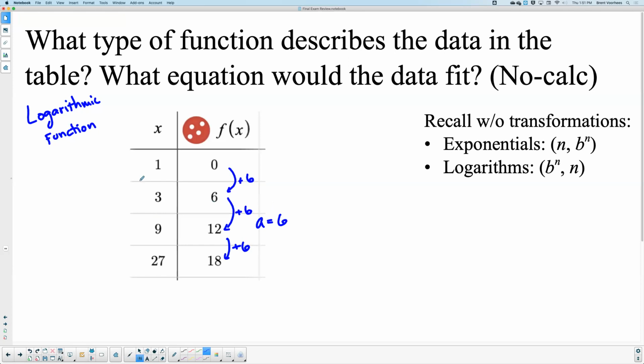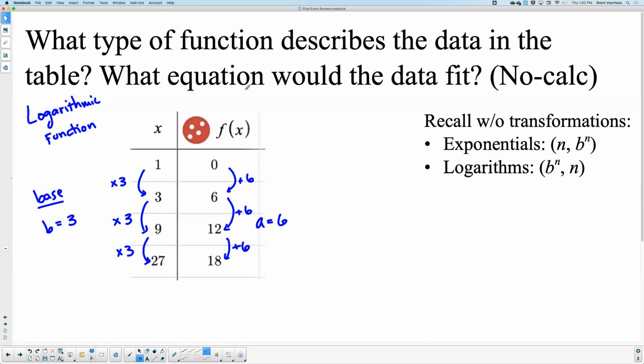What are we multiplying by every time? 3. Now, if it was hard to tell, I would do a change of x to figure out exactly what we're multiplying, but there's no transformations. What are we multiplying by each time? 3. The value you're multiplying is what we call the base. So here I'm going to write base, and the variable we say is 3. I put this here just to help you in a second for solving these.